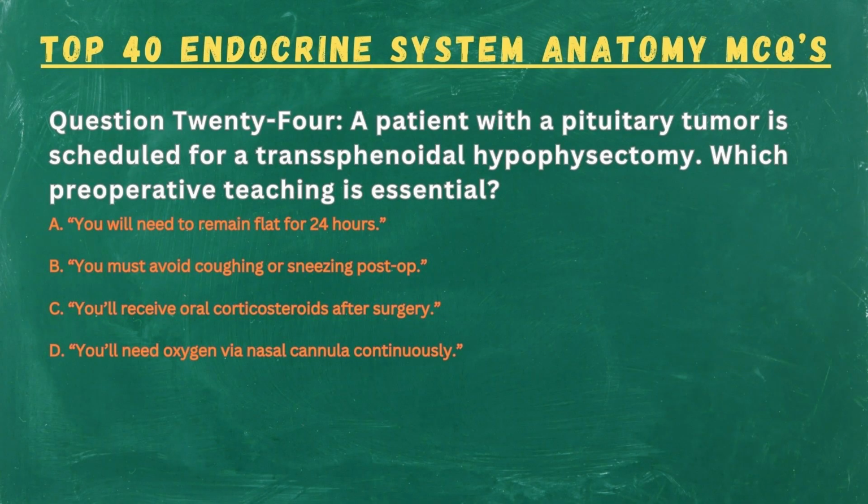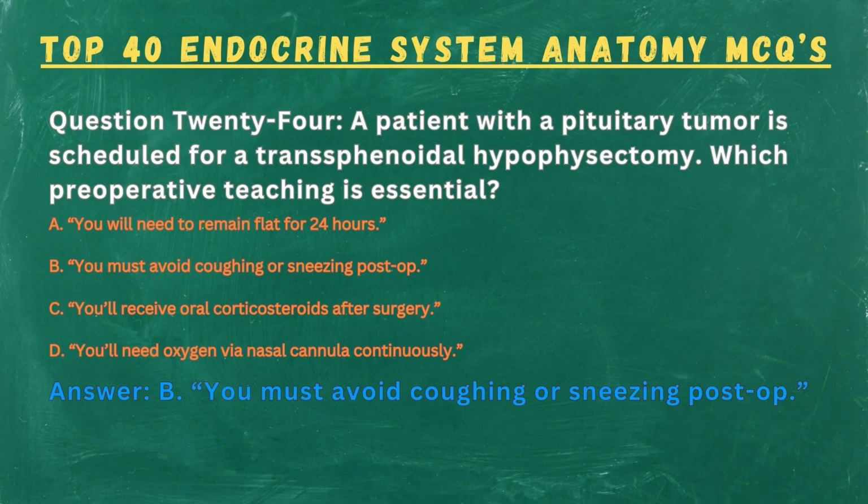Question 24. A patient with a pituitary tumor is scheduled for a transsphenoidal hypophysectomy. Which preoperative teaching is essential? A. You will need to remain flat for 24 hours. B. You must avoid coughing or sneezing post-op. C. You'll receive oral corticosteroids after surgery. D. You'll need oxygen via nasal cannula continuously. Answer: B. You must avoid coughing or sneezing post-op.